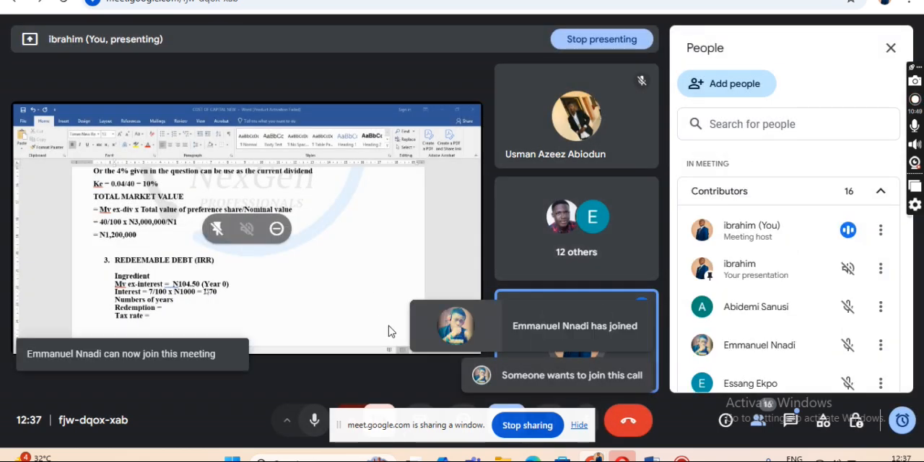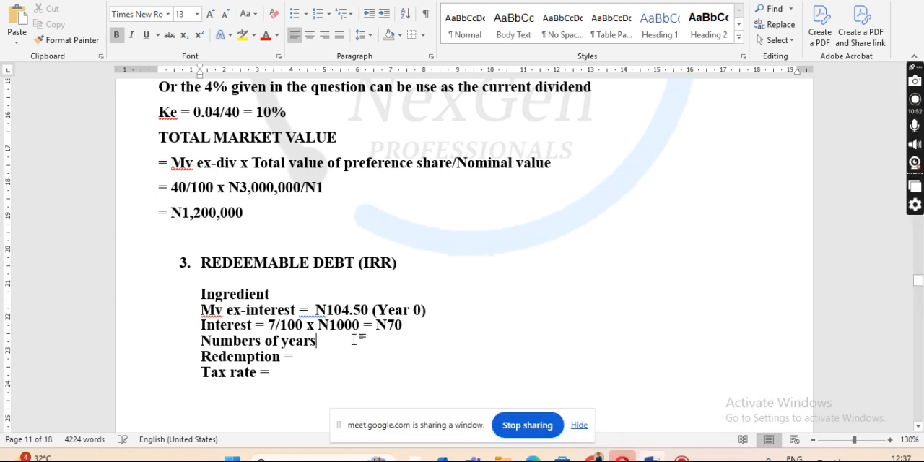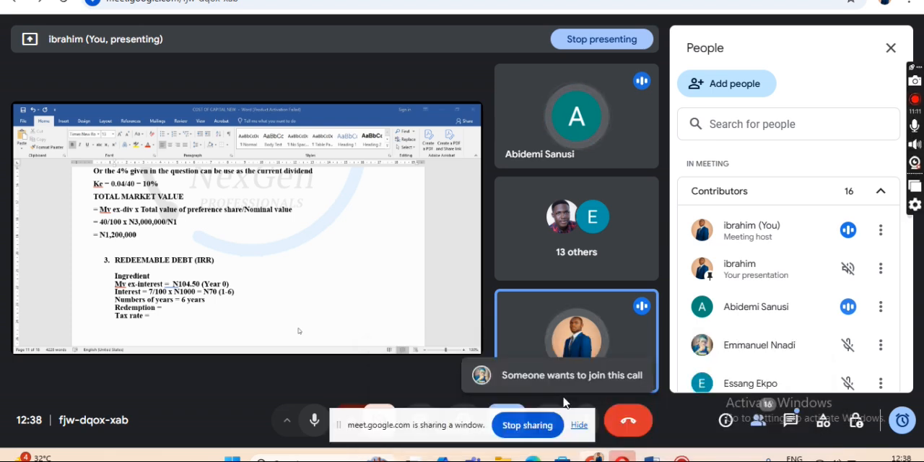So that is 70 naira. And it is for how many years? It is for 6 years, right? So therefore, the interest will be from year 1 to year 6. Is that not so? Class, are we together? The interest will be from year 1 to year 6, 6 years. Class, are we still together, please? Yes, sir. Okay, thank you.